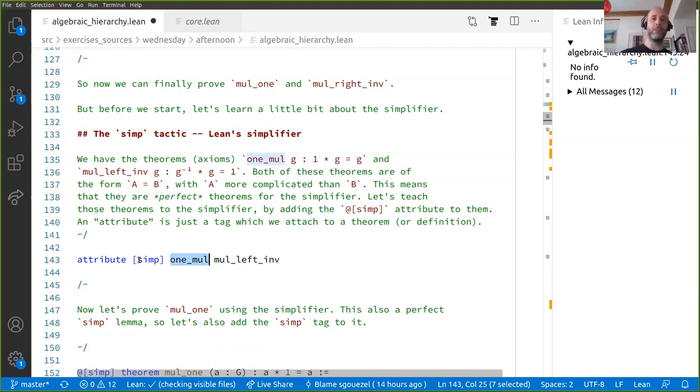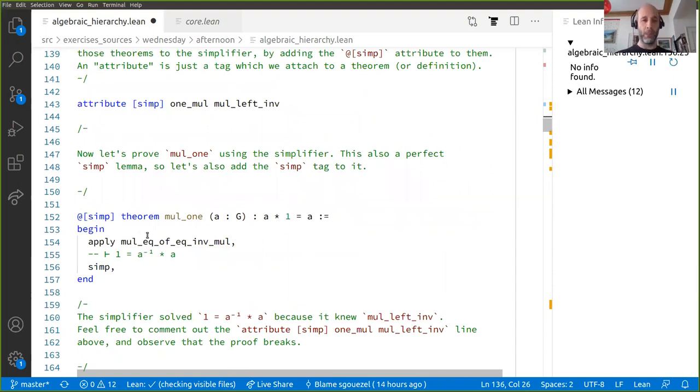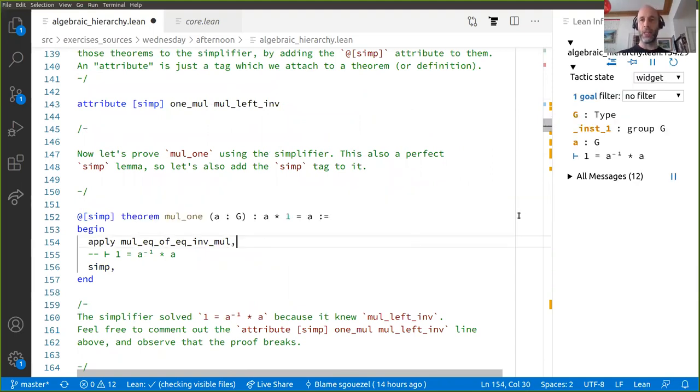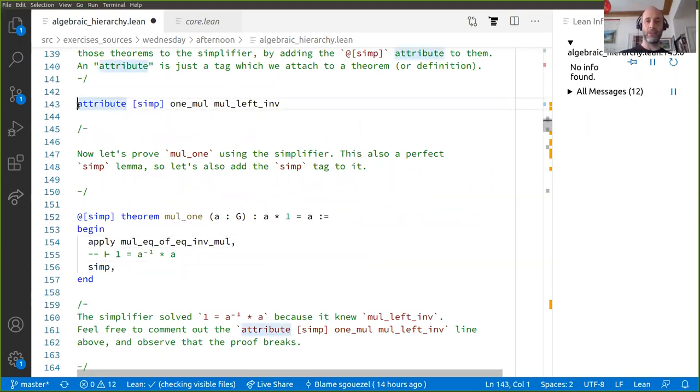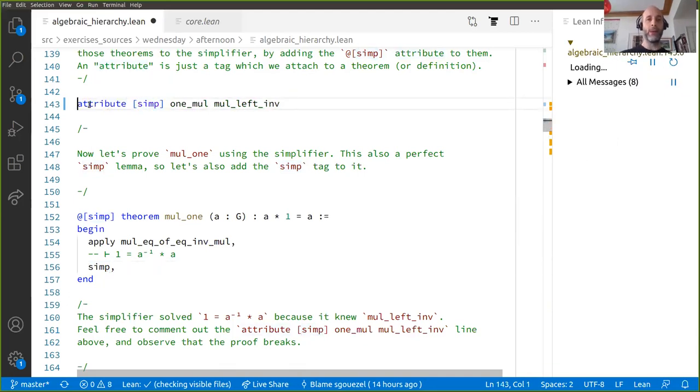I've tagged it with the simp attribute. And what's happened now is that when Lean sees 1 times G, if you run the simplifier, it will change all 1 times G to G, and it will change all G inverse times G to 1, you see. And so in this proof of mull 1 here, we apply a lemma that we proved already, and then the goal becomes 1 equals A inverse times A. And I've trained the simplifier to recognize that A inverse times A is 1. So the simplifier then solves this goal. If I comment this out, if I don't train the simplifier here, then the simplifier fails. I have a red error message. And if I put this back, then it works again.